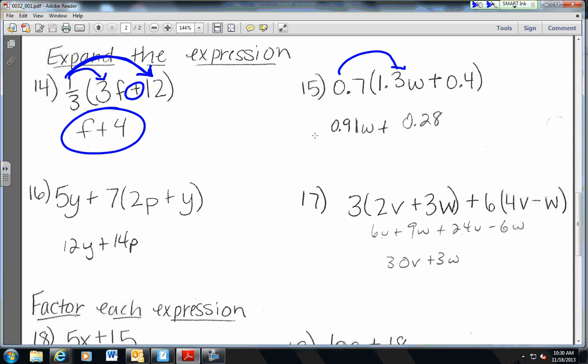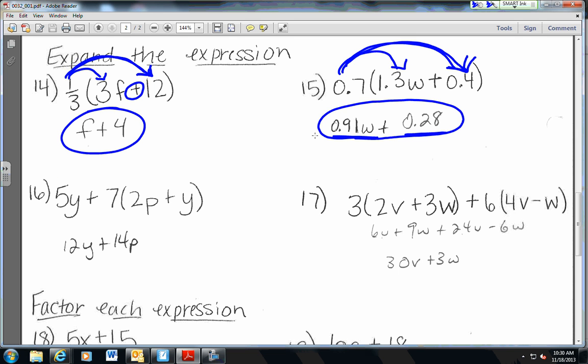Again, distribute out. 0.7 times both numbers on the inside. 0.7 times 1.3W gives you 0.91W. 0.7 times the 0.4 gives you 0.28, and it's positive, so plus 0.28. Make sure you have the plus or minus sign in between the two numbers there.